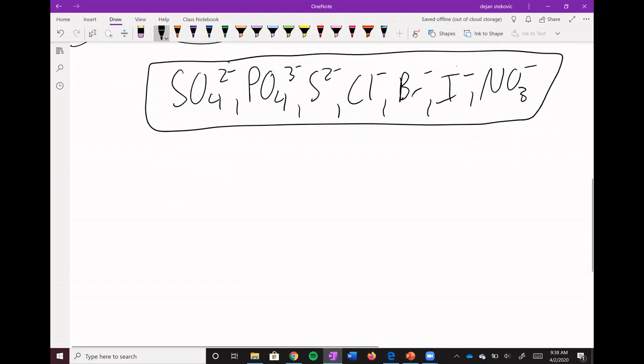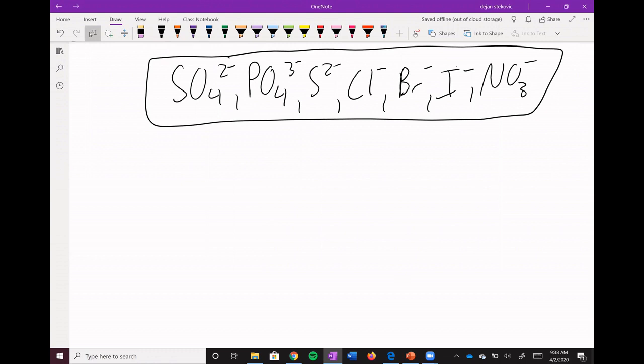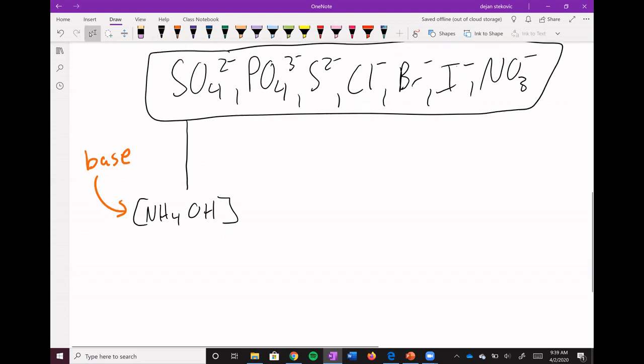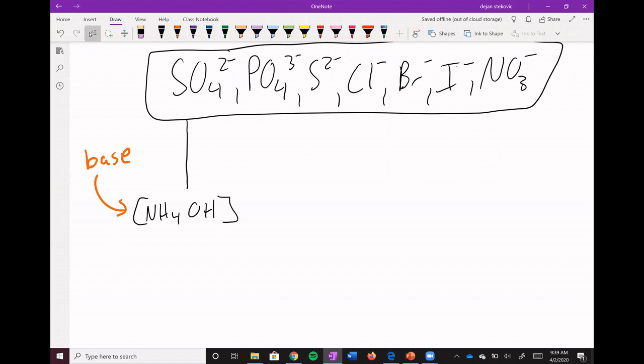So the first step in this procedure is to start separating things out a bit, right? We've got 7 things in here. There's not going to be one test that just tests for one of these 7 things. There's going to be a lot of interference. So we've got to start separating some things out. So the first thing we're going to do is take some solution and add some ammonium hydroxide to this solution. The purpose of this is it's just a base. We're just going to basify the solution. So nothing's really going to happen other than the solution is going to get basic.